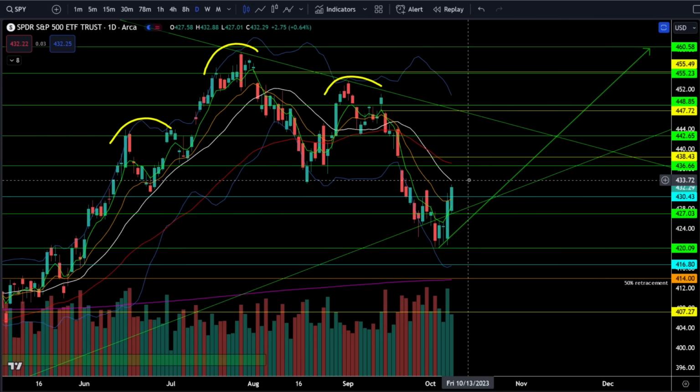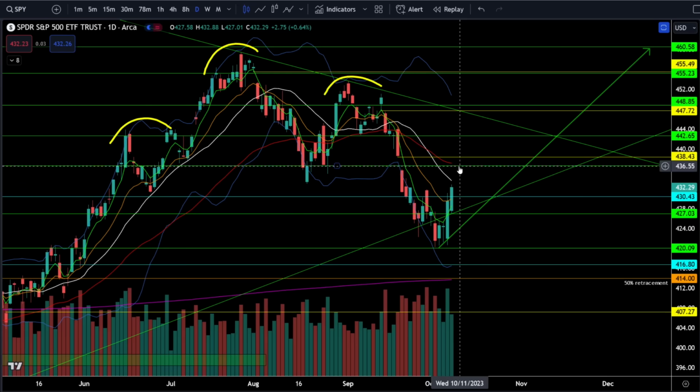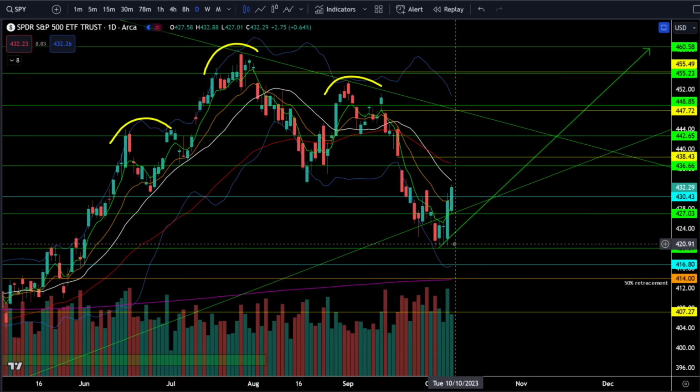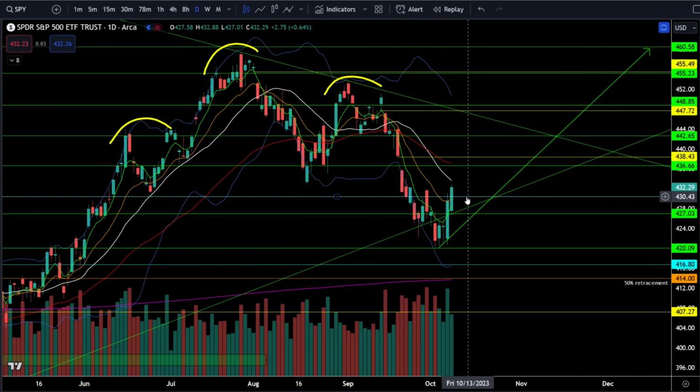Right now, the critical resistance that I see is this negatively sloping 20 daily moving average, and then this resistance zone between 436 and 438. And the critical support zone remains all the way down here at 420, although you could use the risk levels at 427 or 430.